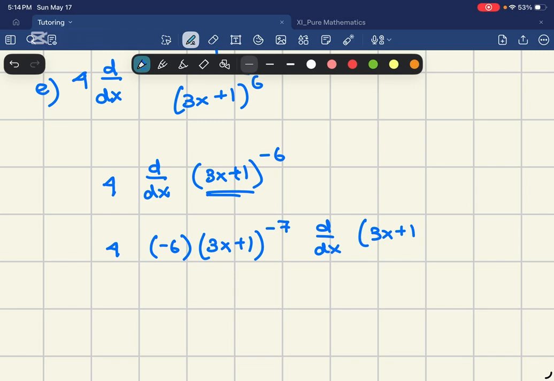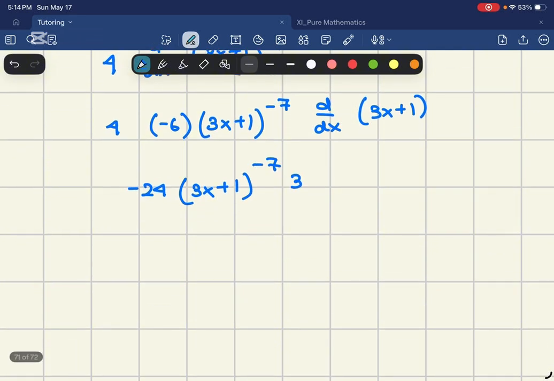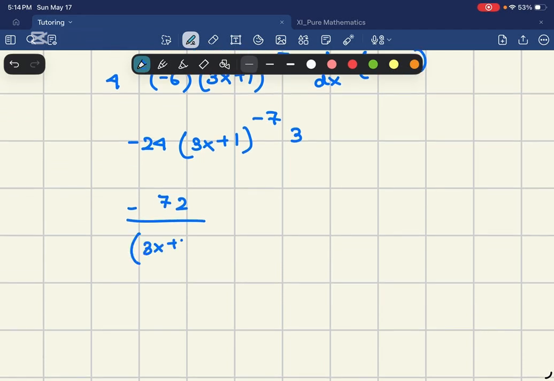So 3x plus 1. All right. So you have 24, 6 4s are 24, 3x plus 1 to the power minus 7 times 3. And if you do this, 3 4s are 12, 1 3 2s are 6 plus 1 is 7, negative 72 divided by 3x plus 1 to the power 7. That is going to be your solution.